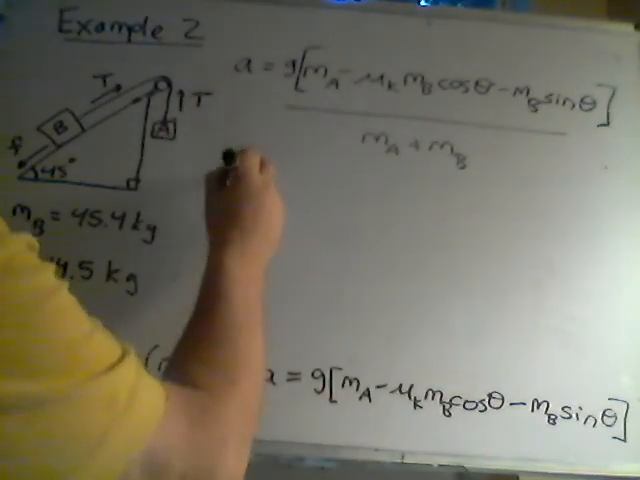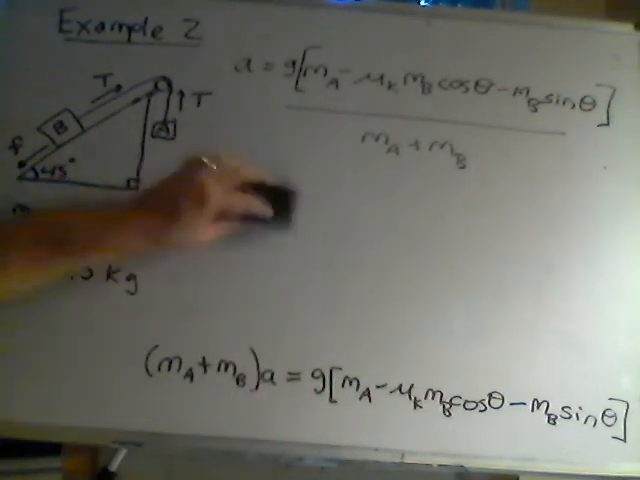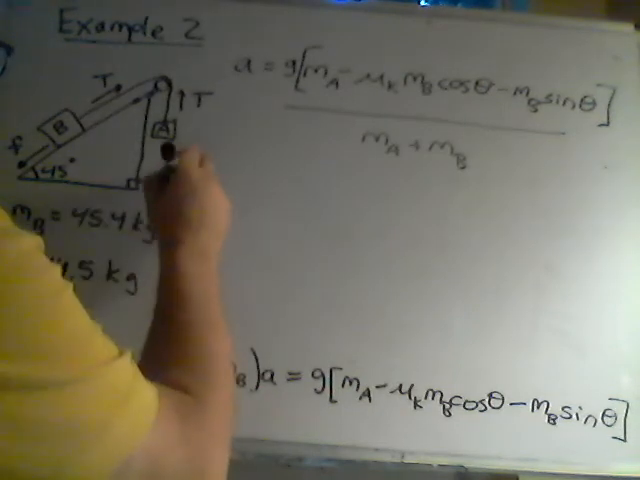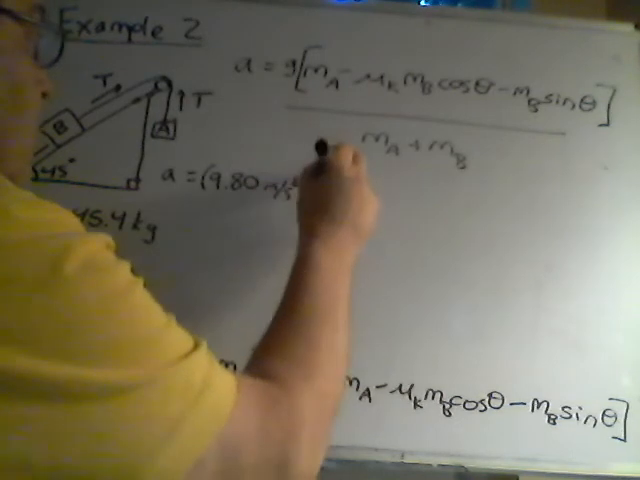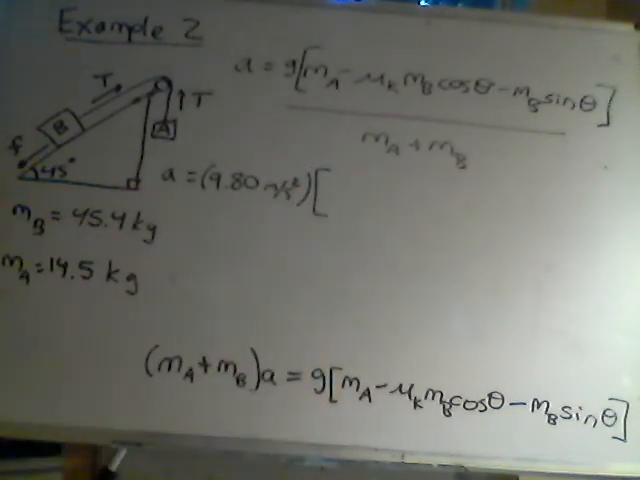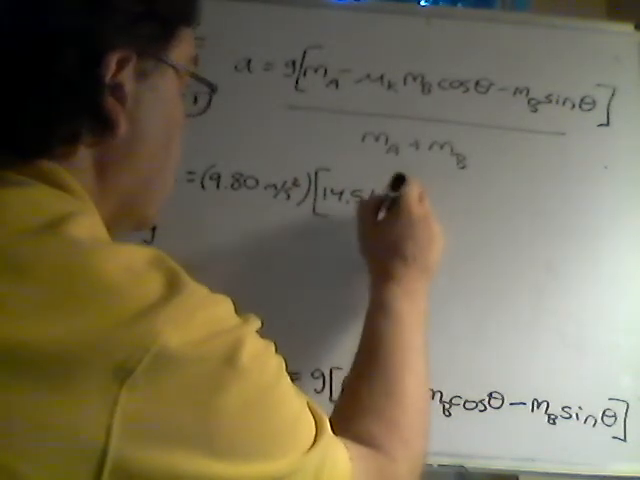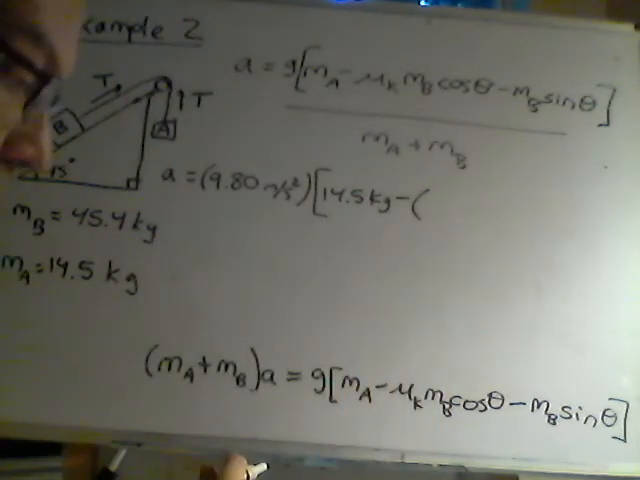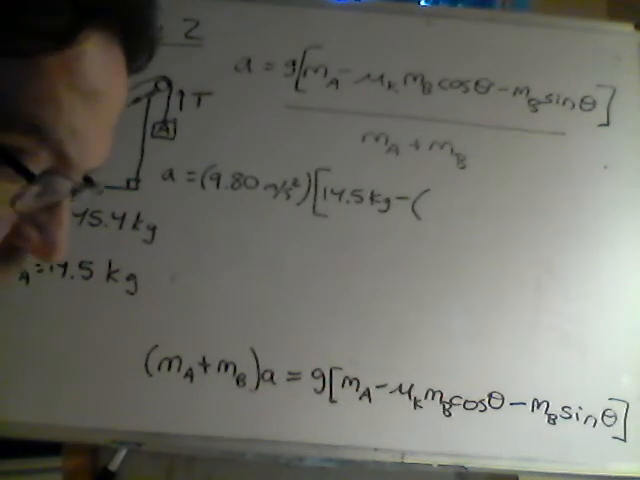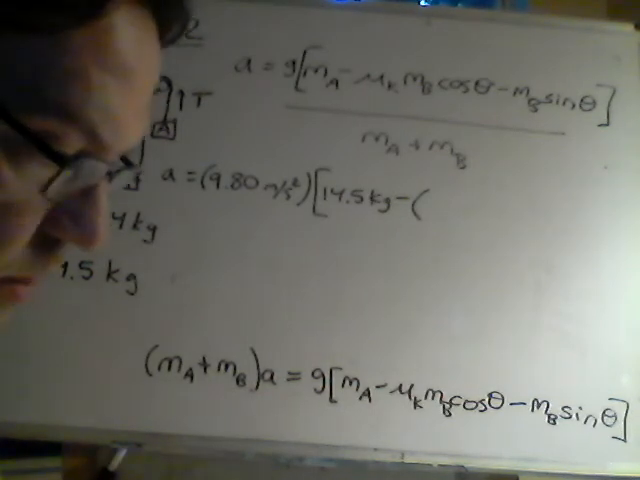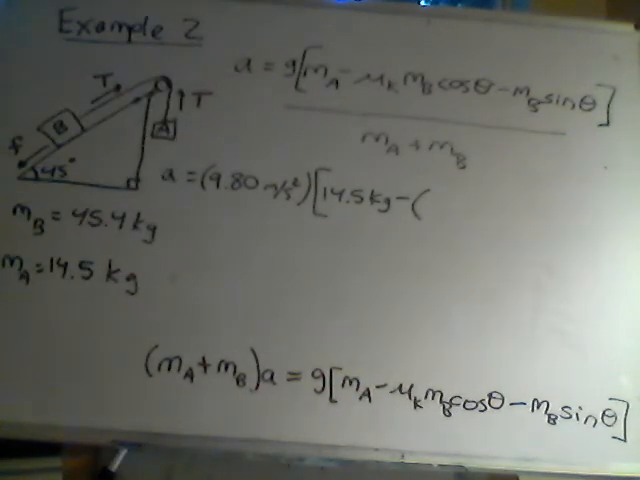So now I'm ready to plug in numbers. A is going to be 9.80 meters per second squared times bracket. All right, so again, I already did the work before. I have 14.5 kilograms minus. Again, now we're talking about kinetic friction. So I want to use that kinetic friction coefficient. This time I have to use the 0.25. 0.25 is actually my kinetic friction coefficient.